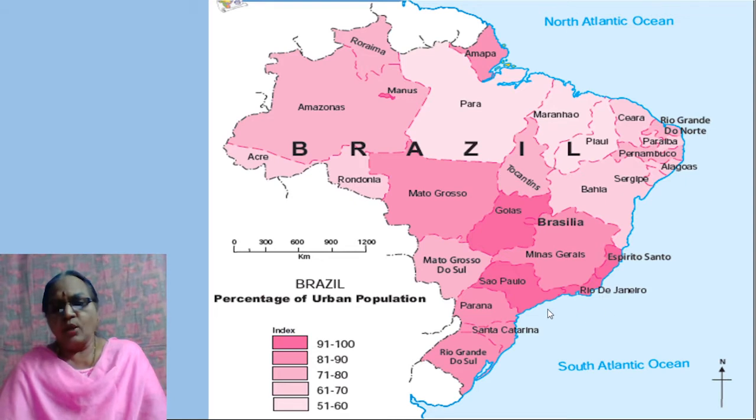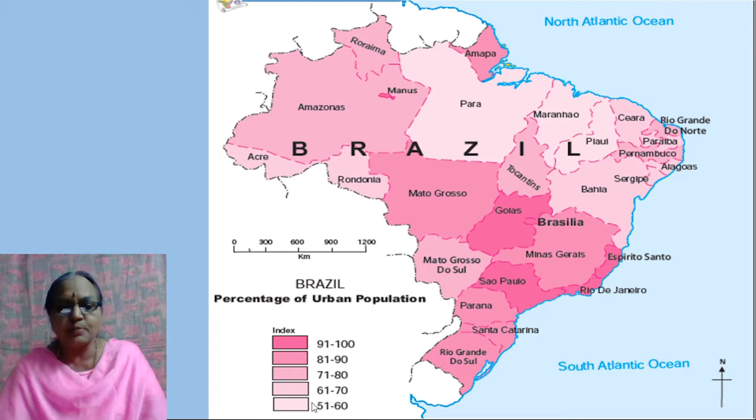So along the map of Brazil, you can find Goiás, then Sao Paulo, Rio de Janeiro, Espírito, etc. are the places where the percentage of urban population is between 91 to 100. You can also find Manaus, on the confluence of the Negro and the Amazon River. Then look at the last one, that's almost white in color.